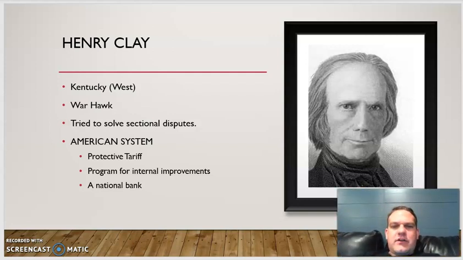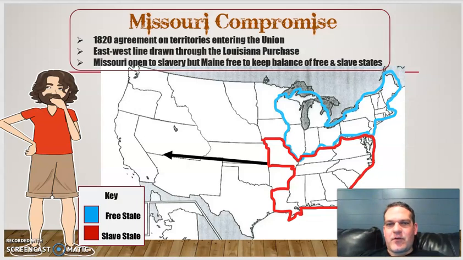So he tried to solve these social economic disputes. And he was, again, promoting his American system. He wanted a protective tariff to protect the manufacturer in the North. He wanted a program for internal improvements. He wanted the road. He wanted the national bank to come back. And so when everything kind of hit the fan in 1820, because Missouri wanted to become a state, then he made this compromise. 1820, okay, so back to your first thing.